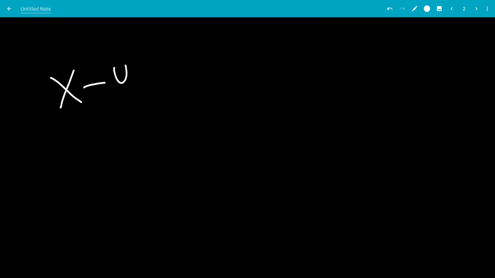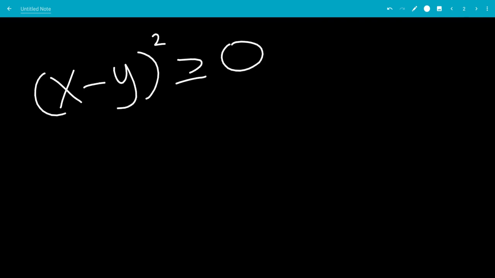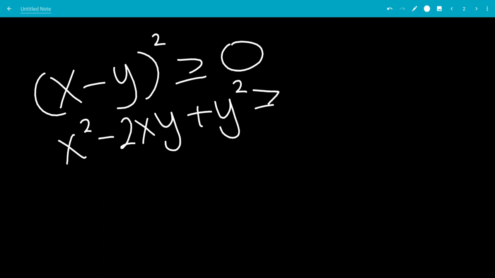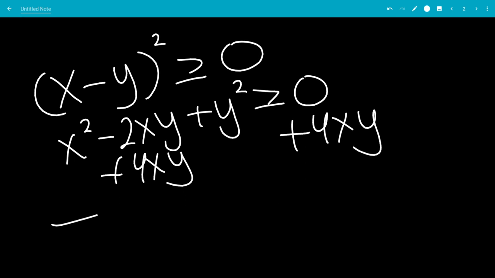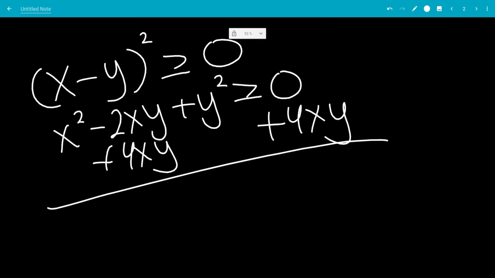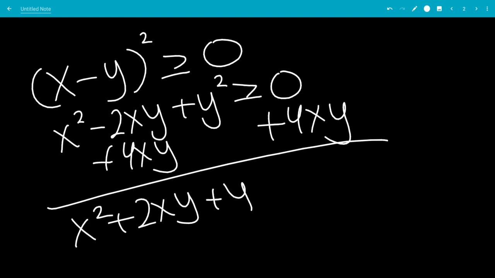So (x minus y) quantity squared, because it's squared, is bigger than or equal to 0. We expand this out: x squared minus 2xy plus y squared is bigger than or equal to 0. We add 4xy on the left-hand side, which means we have to add it on the right-hand side for the expression to stay the same. Minus 2 times something plus 4 times something is plus 2 times that something: x squared plus 2xy plus y squared is bigger than or equal to 0 plus 4xy, which is 4xy.